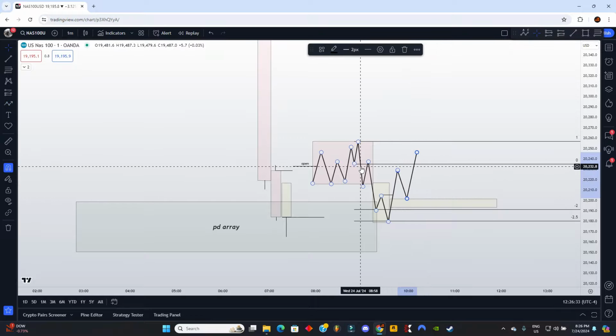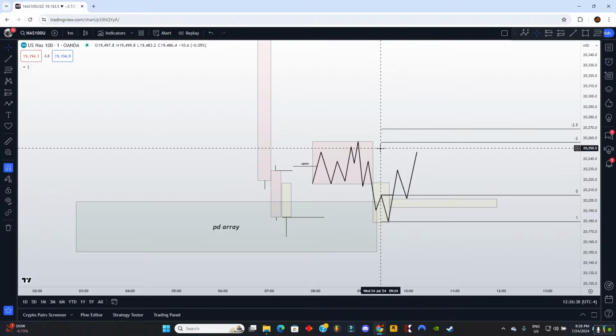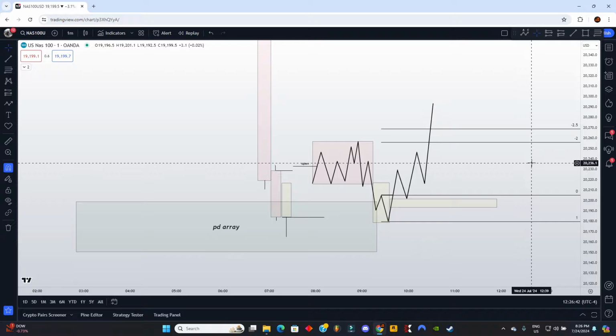Now, the second entry would be after you get a market structure shift, you get another break of structure, right? And while your standard deviation projections are still intact, so from this low to this high, you can basically take another trade from this PD array and target this level over here.